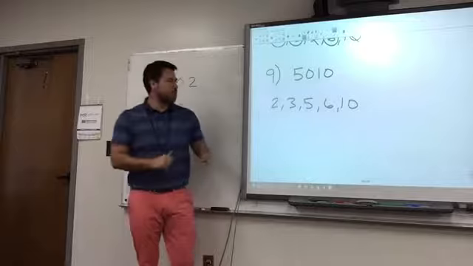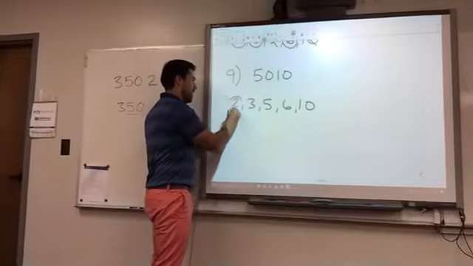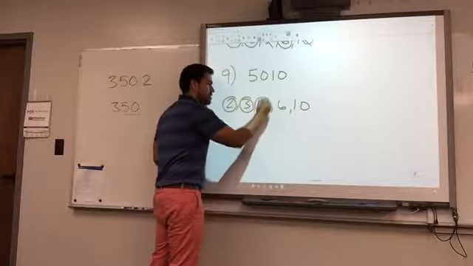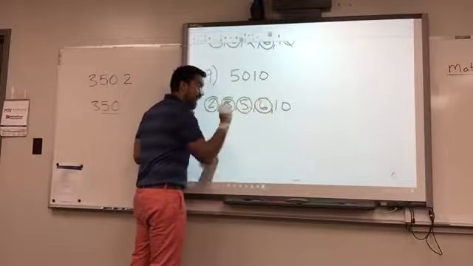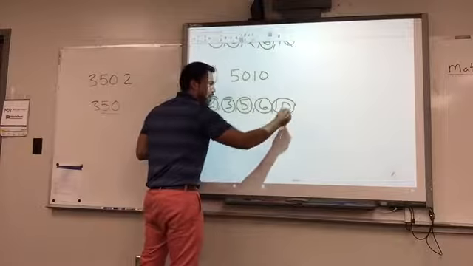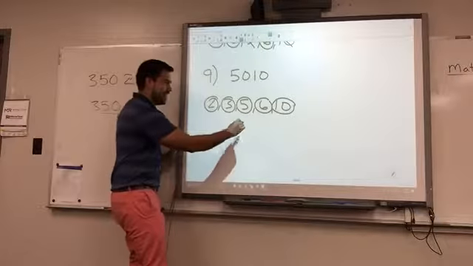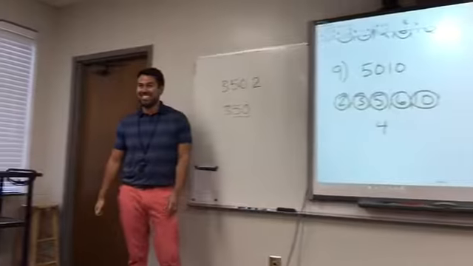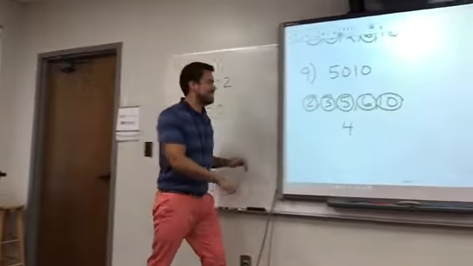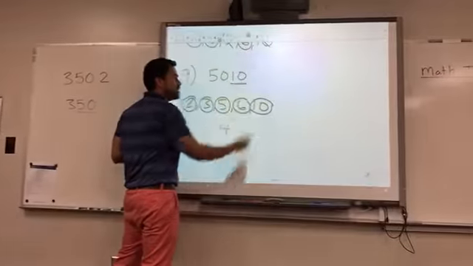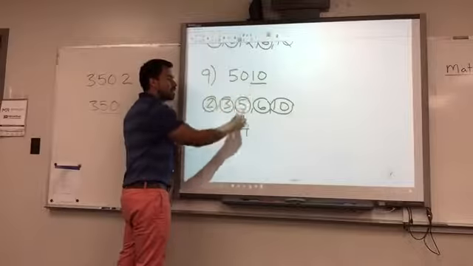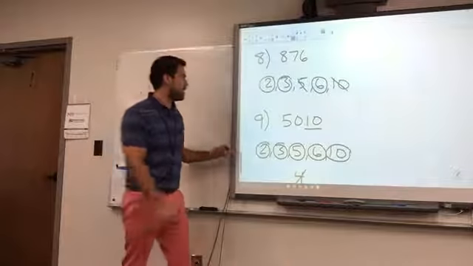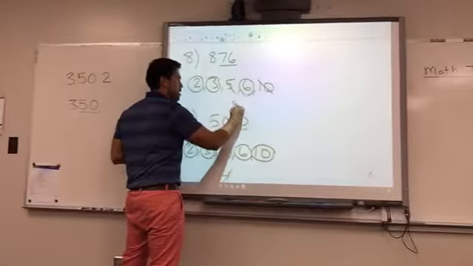Okay, let's go ahead and go through this. By 2? Yes. By 3? Yes. By 5? Yes. By 6? Yes. By 10? Yes. Bonus, by 4. What I do is I look at the last 2 digits. Is 10 divisible by 4? No. All right, ready? Bonus number 2. Is this divisible by 4?